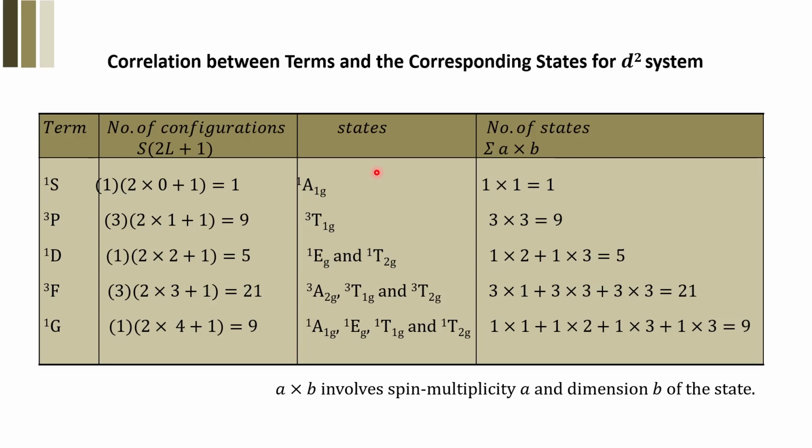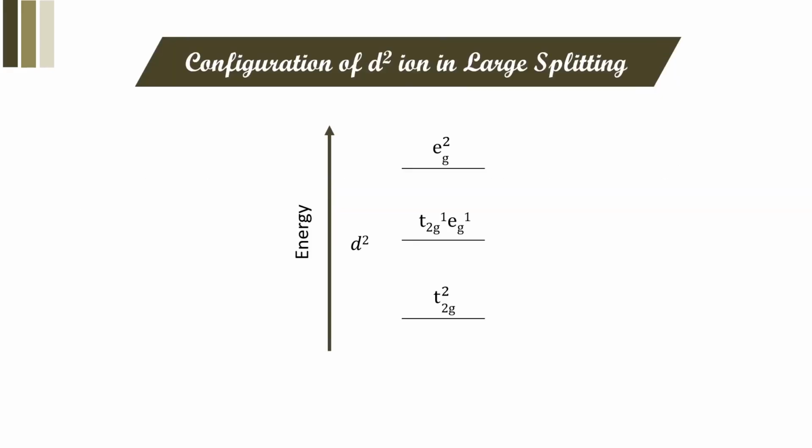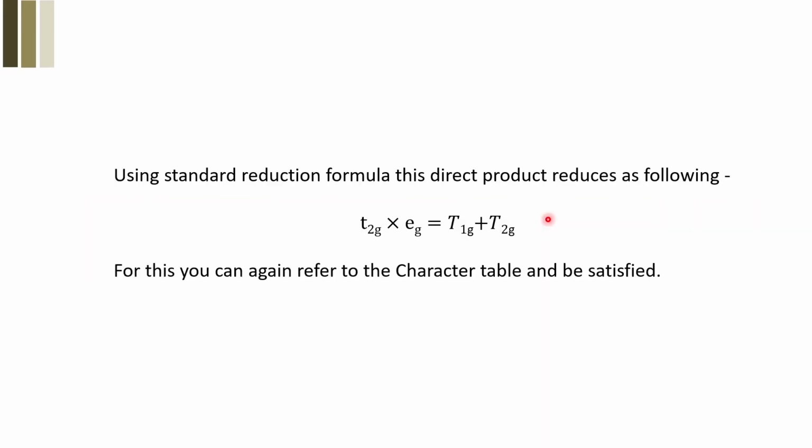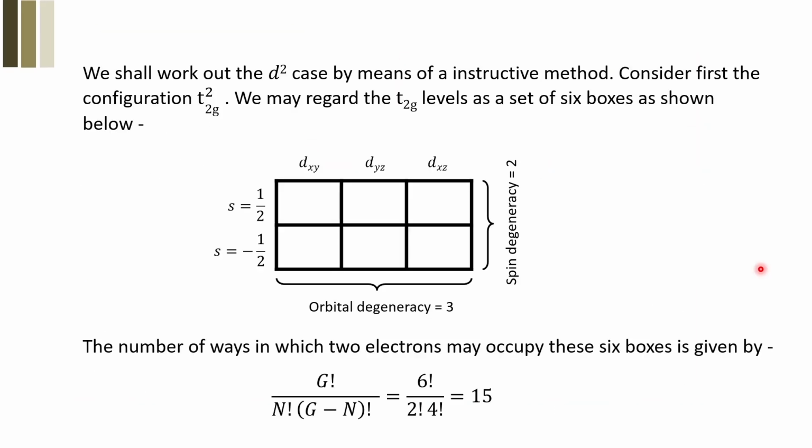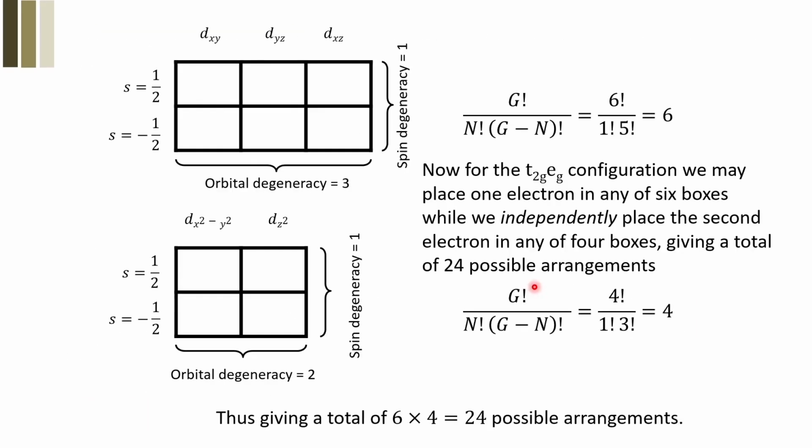So this is how the correlation between the terms and the corresponding states for a d2 system comes into the picture. Now, why are we talking about a d2 system? Because earlier we only talked about the one electron system. Now we are heading towards the 2 electron system, where the electrons may have either a triplet or a singlet state. That is, both electrons are paired or both are unpaired, and thus it gives rise to many of the microstates that are possible. And later on we are going to construct the correlation diagram from a very weak to a very strong interaction in an octahedral field.